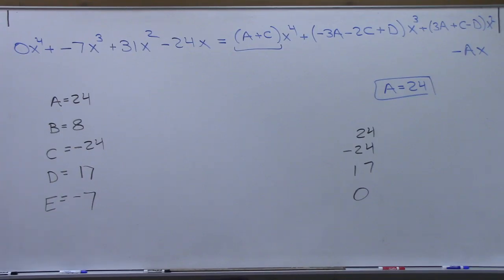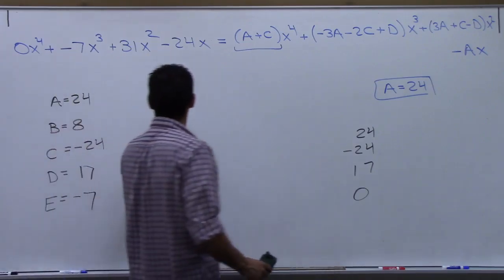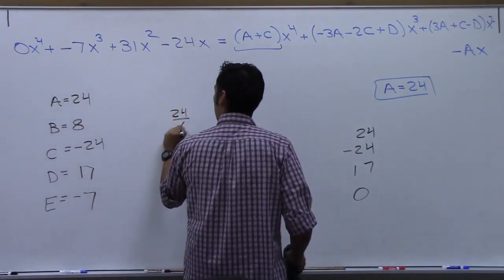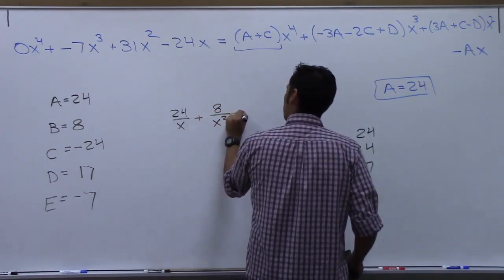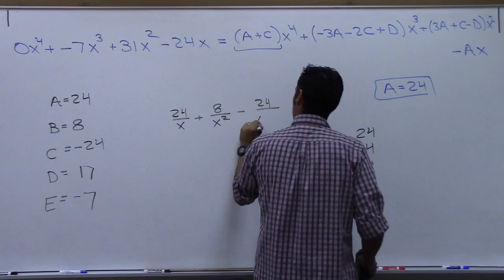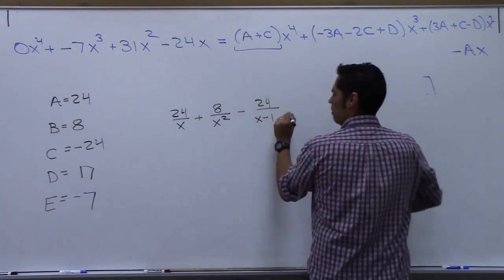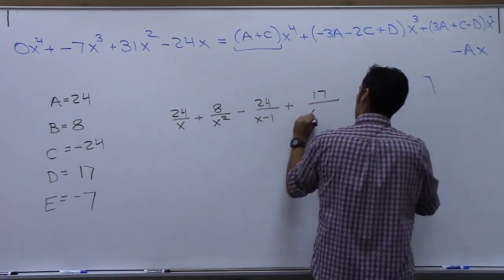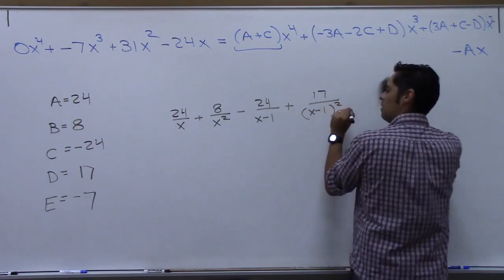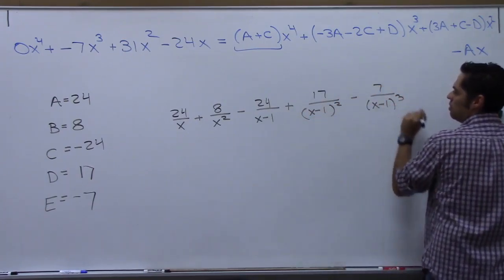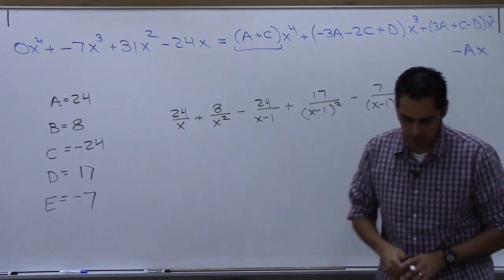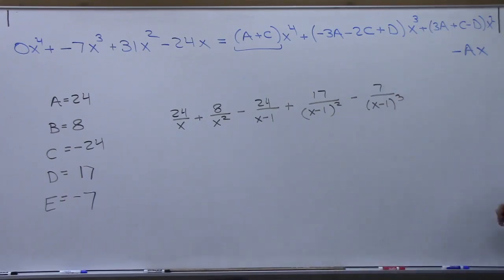So, the partial fraction decomposition, final answer, is 24 over x plus 8 over x squared minus 24 over x minus 1 plus 17 over x minus 1 squared minus 7 over x minus 1 cubed. 5 pages later. Actually, it's a page and a half.